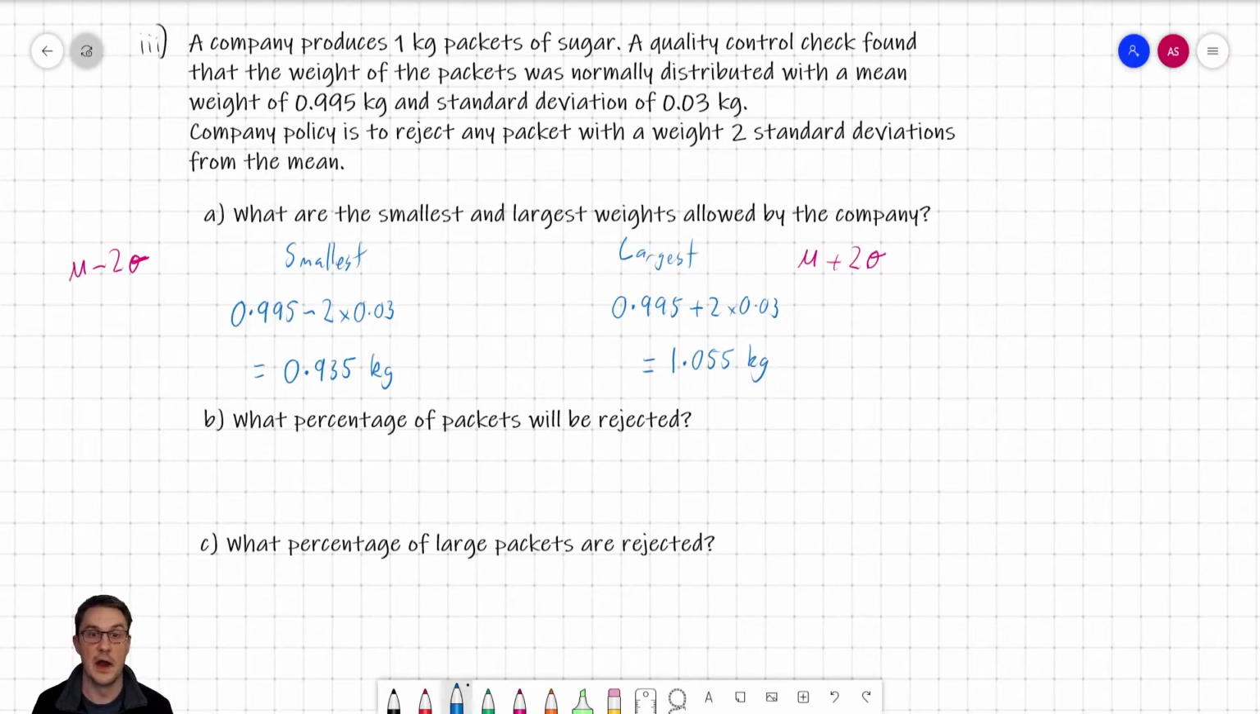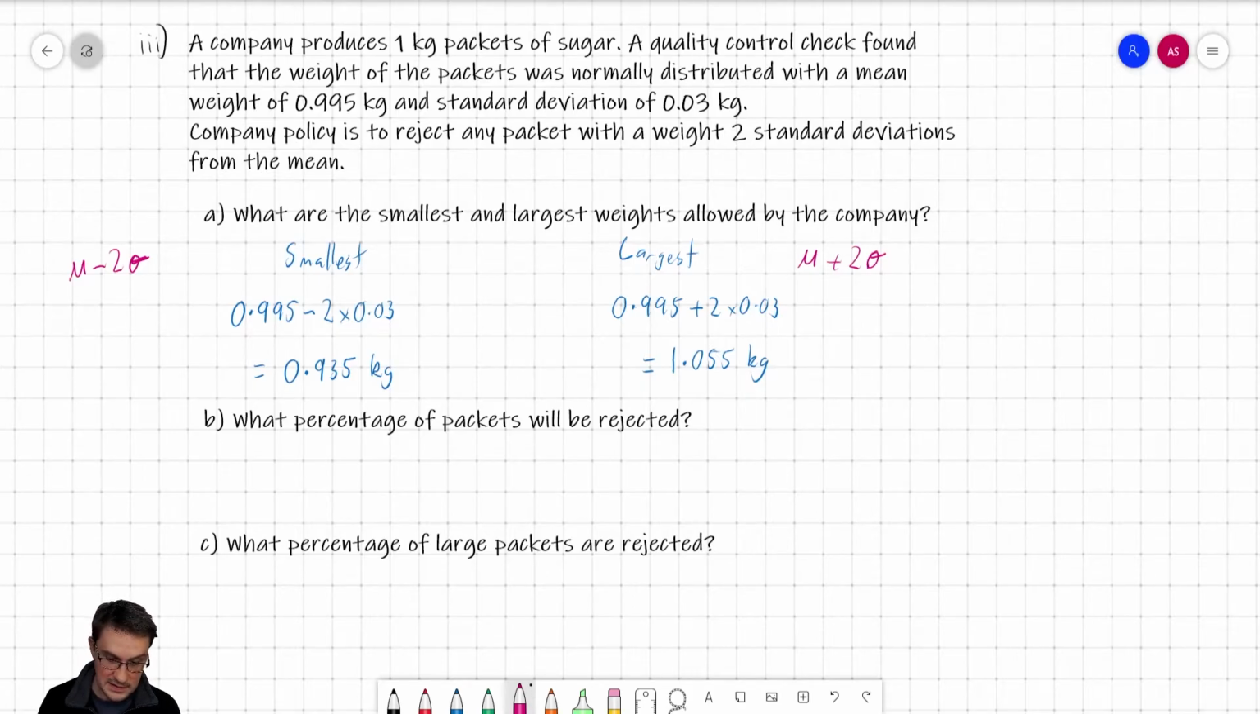Now, in part B, we're asked what percentage of packets will be rejected. Based on what we just did in part A, we know that this is 2 standard deviations from the mean. What we can use here is the empirical law. The empirical law states that within 2 standard deviations of the mean, so down to -2 and up to +2, 95% of results are going to be within that range.